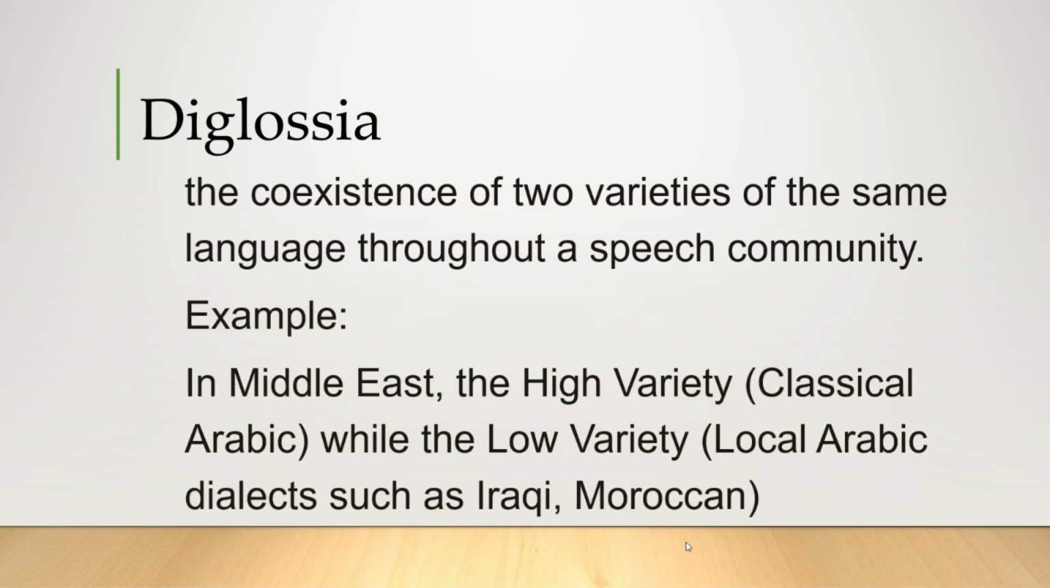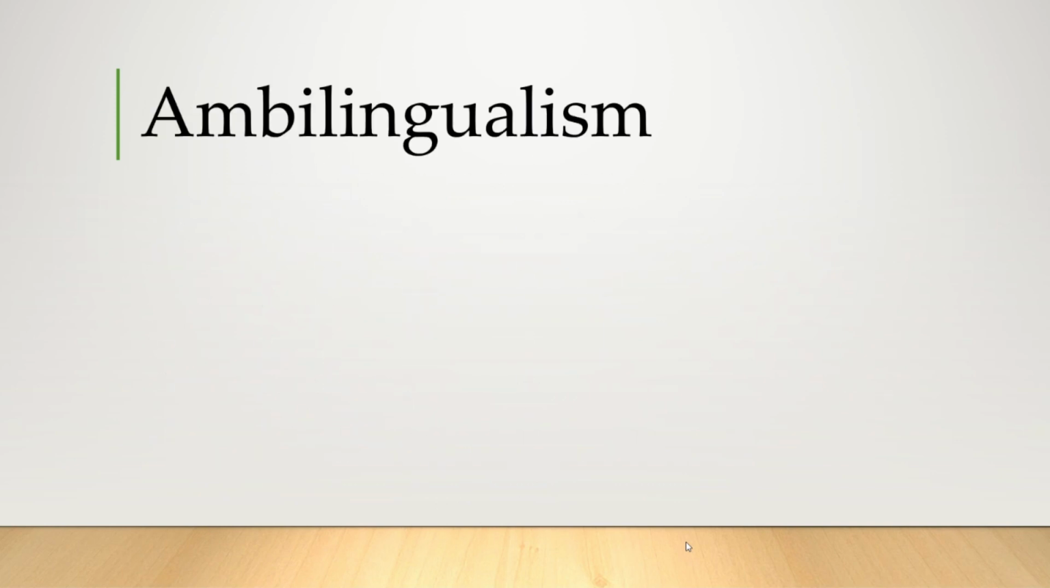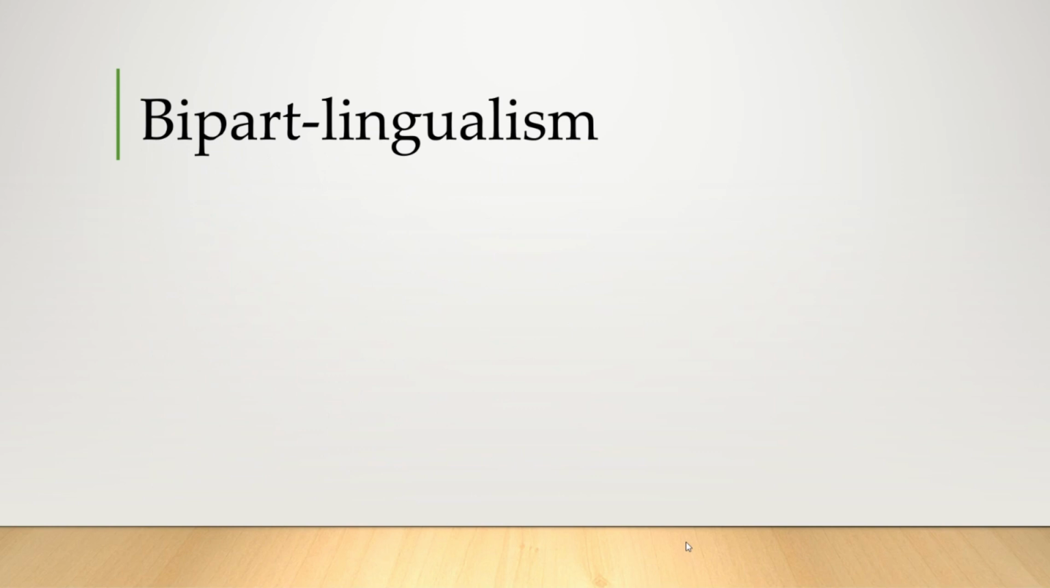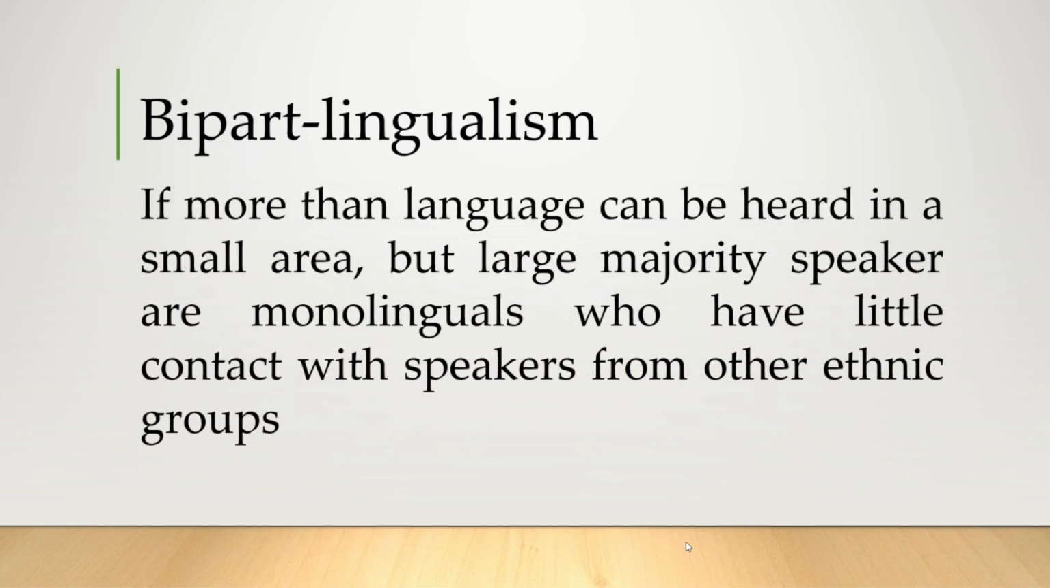Example, in the Middle East, the high variety is Classical Arabic, while the low variety is the local Arabic dialect such as Iraqi and Moroccan. We have Ambilingualism, both a clear state dominant language and a protected minority language that is limited in terms of distribution of speakers. And we have Bipart-lingualism. A modern language can be heard in a small area, but the large majority of speakers are monolinguals who have little contact with speakers from other ethnic groups.